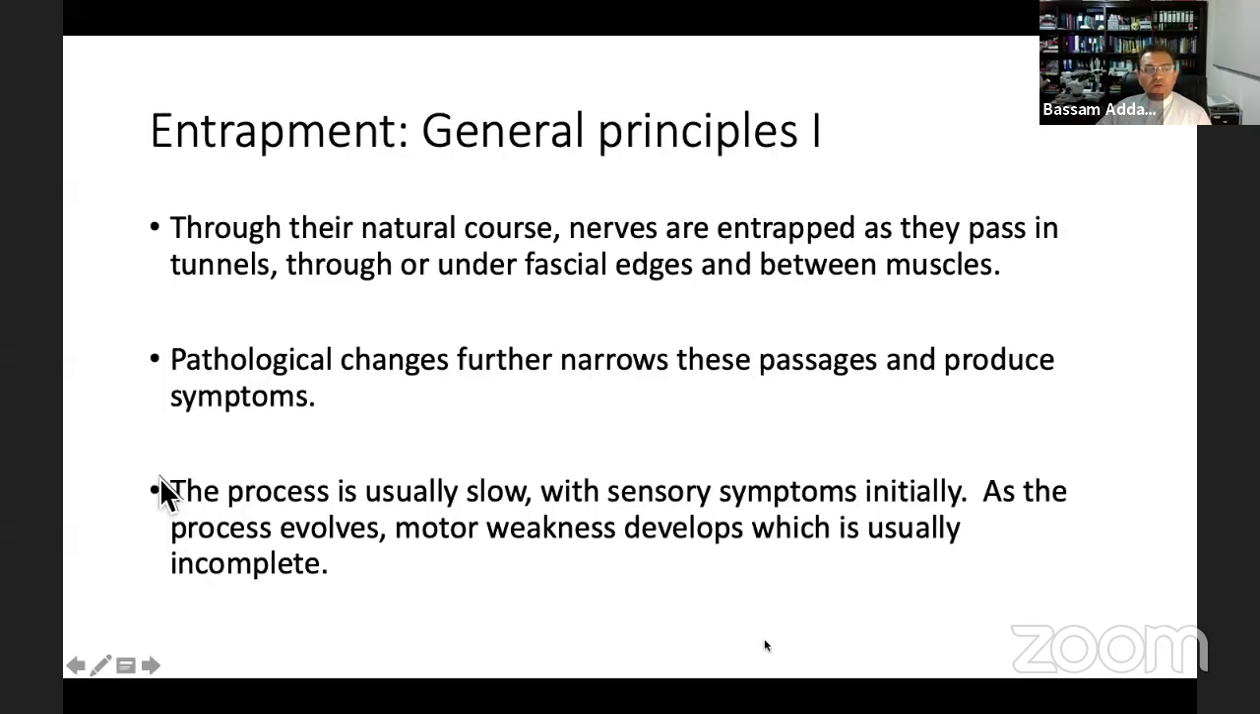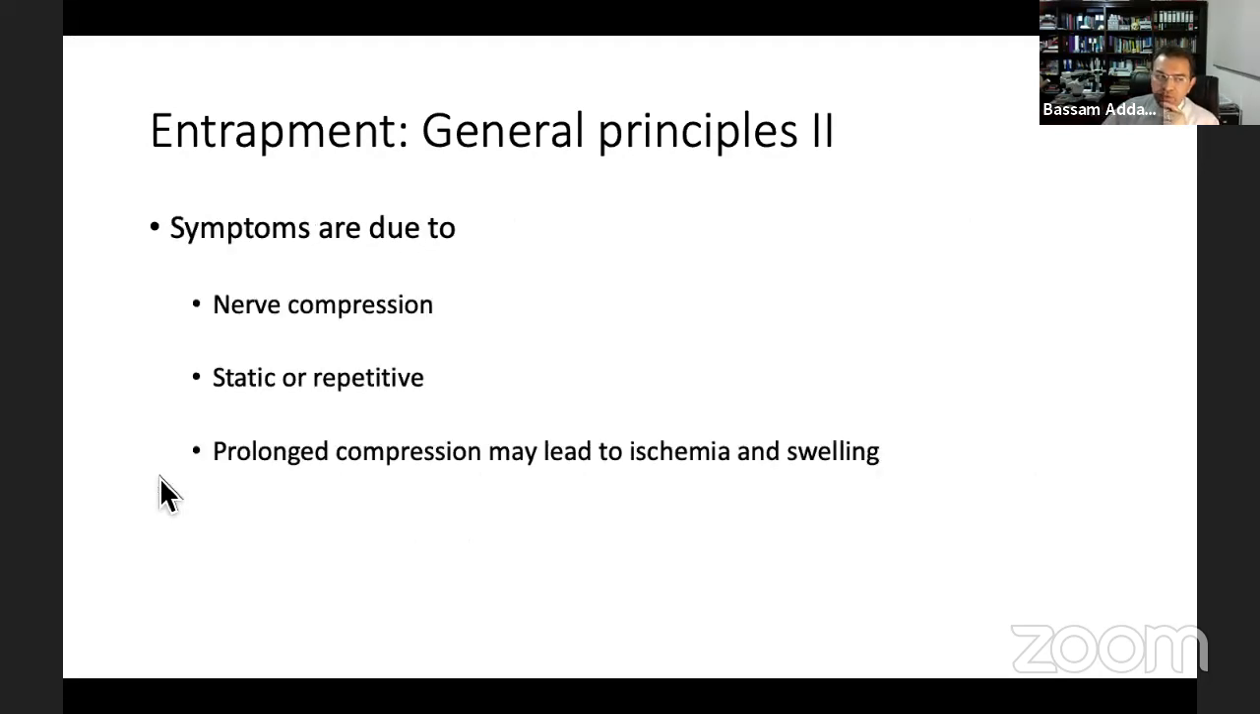In general, nerves are entrapped naturally as they pass in tunnels. They naturally pass through tunnels, through or under fascial edges and between muscles. Pathological changes will further narrow these passages and may produce symptoms. The process is usually slow, and the patient starts complaining of sensory complaints initially, and as the process evolves, motor weakness will develop, which is usually incomplete, which is very important to remember. These symptoms are usually due to nerve compression, either static or repetitive, and this is very common in cases of cubital tunnel syndrome, for example. Prolonged compression may lead to ischemia and swelling that will further exacerbate the condition.